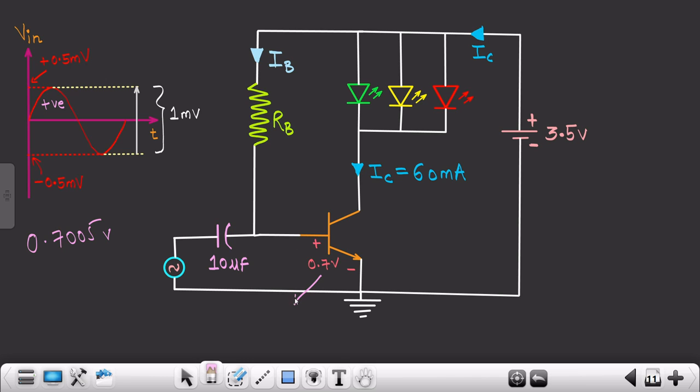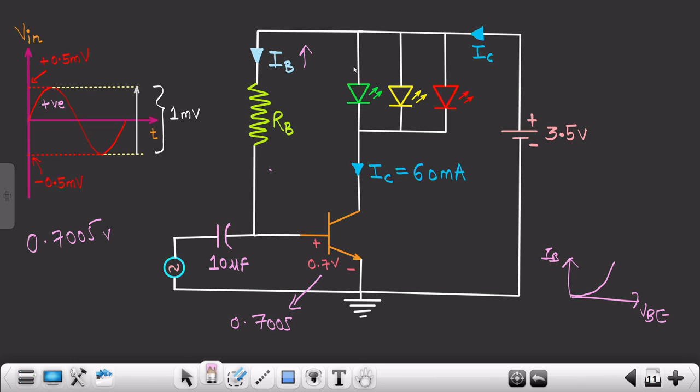So over here you will get 0.7005 volts, and as this particular VBE, that means base emitter voltage, increases, so your IB will also increase, right? So your IB increases. Why? Because with the help of the input characteristic of BJT, VBE versus IB, we saw that as VBE is increasing, your IB will also increase, right?